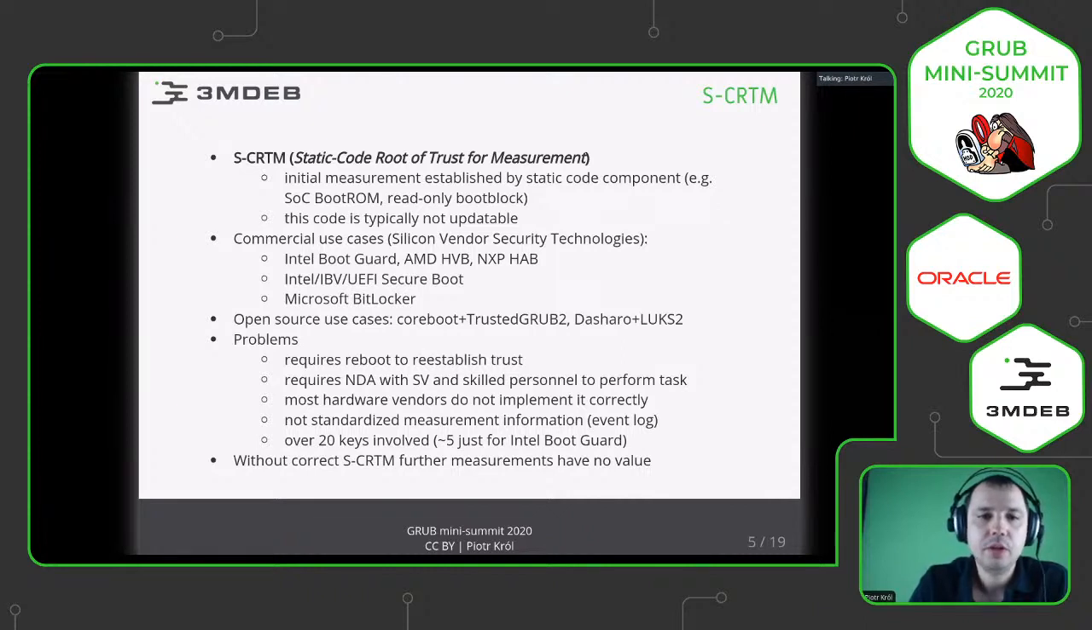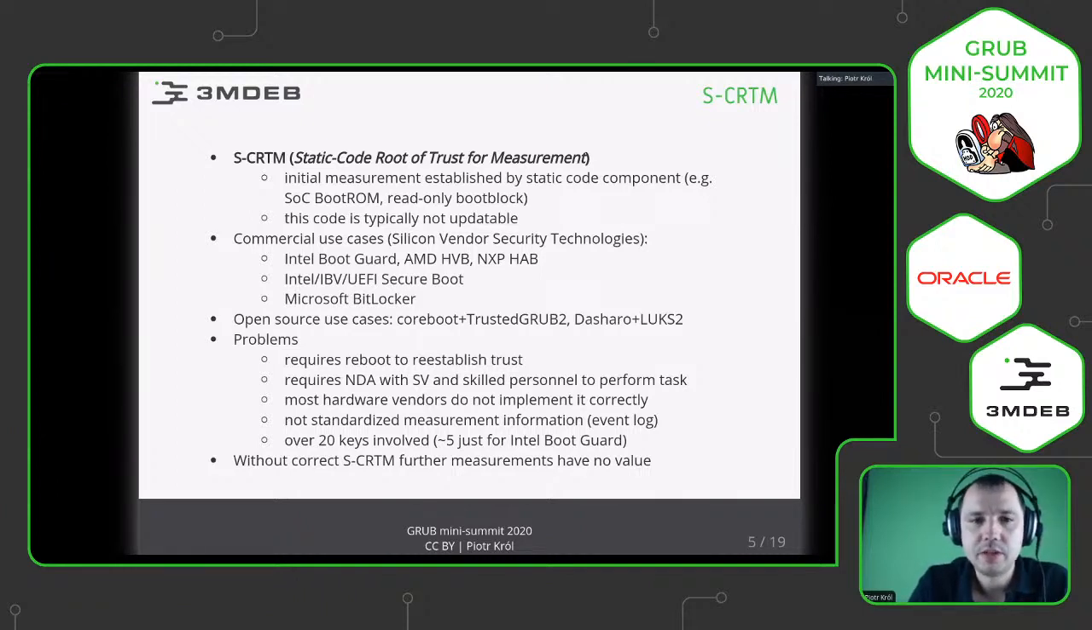For example, there is Core Boot, which can leverage trusted Grub 2, which is a fork of Grub with support for the Int 1A interface. This is legacy support for TPM, which helps in measuring legacy OS. It can also be 3mdeb's Dasharo firmware with Linux. So we will present a similar configuration later.